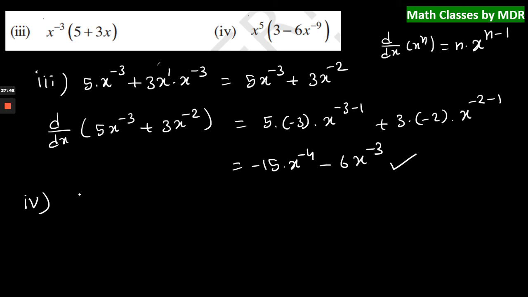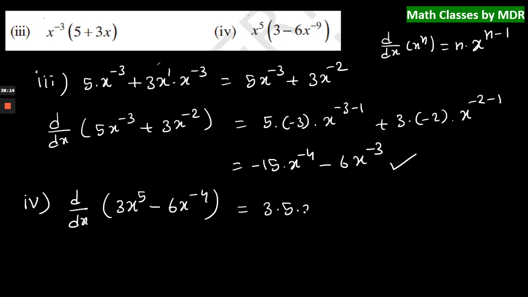So d by dx of x power 5 into 3 minus... So can I take the simplified form directly? I hope we can do it now. So x power 5 into 3 is 3x power 5 minus x power 5 into 6x power minus 9 is 6x power minus 4. Because x power minus 9 into x power 5 is x power 5 plus minus 9, that will give you minus 4. That's it, the problem is over.